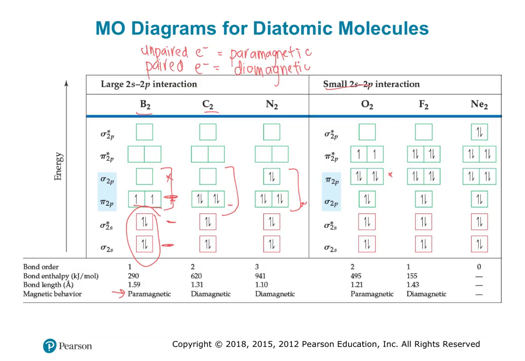Here we see oxygen with some unpaired electrons here in the antibonding orbital, making it paramagnetic. Fluorine is diamagnetic. Now we can see here with neon, a noble gas, all of the orbitals are filled up, meaning that the bonding are going to cancel out the antibonding and we'll have a bond order of 0. So neon, this diatomic molecule, does not exist based on this theory.